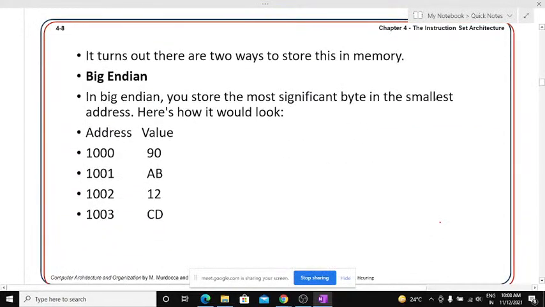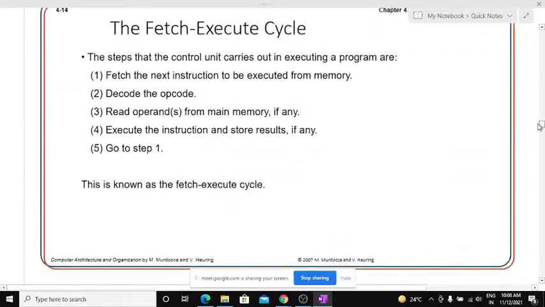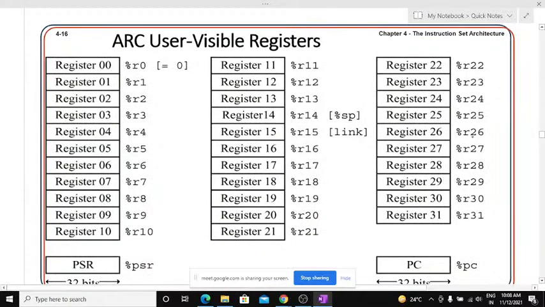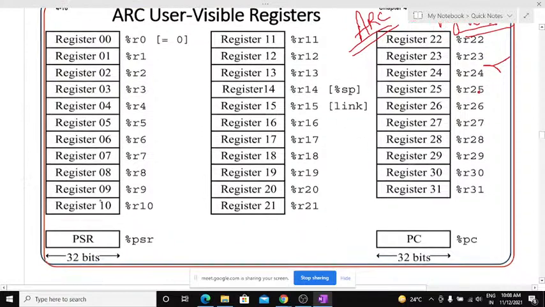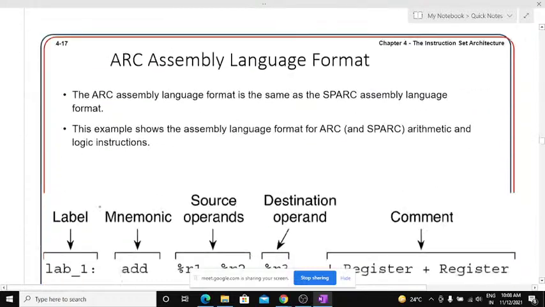Visible. Okay. So yesterday we discussed some ARC instructions. These are the registers. There are a total of 32 registers to store the data, along with the program status register and program counter. These are the registers.